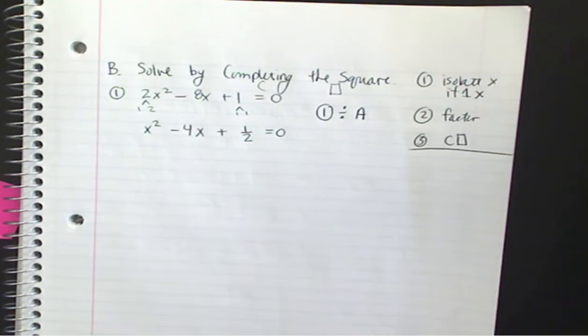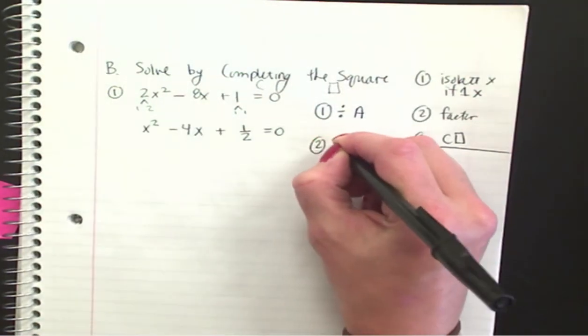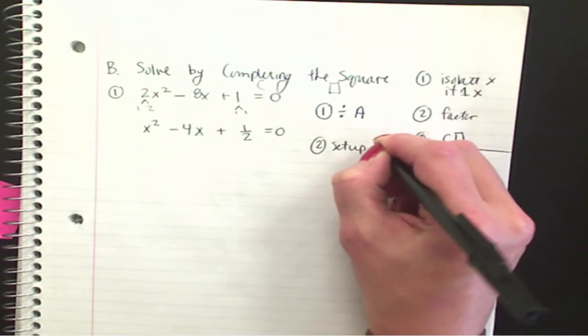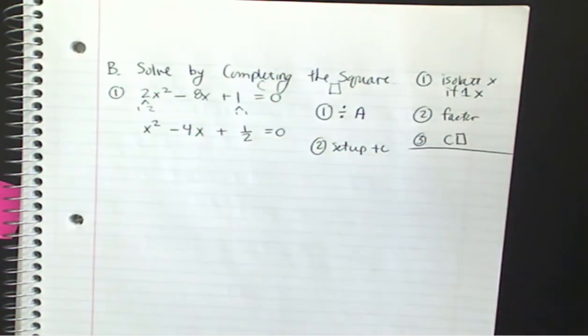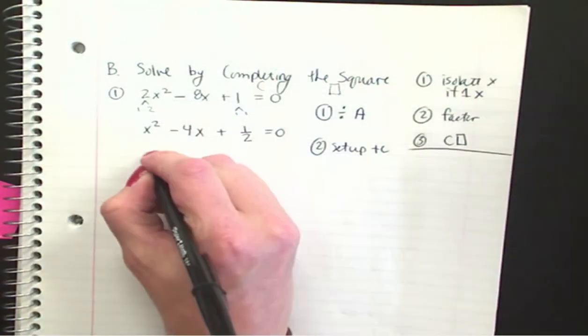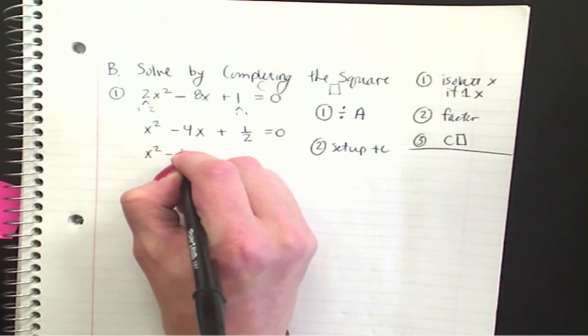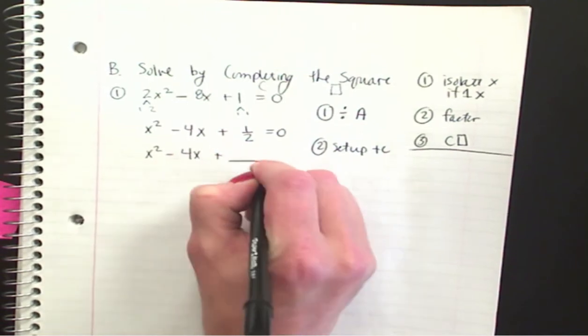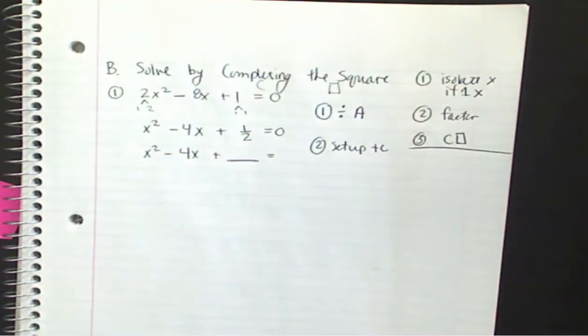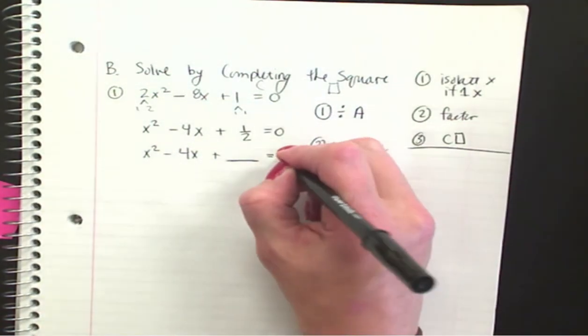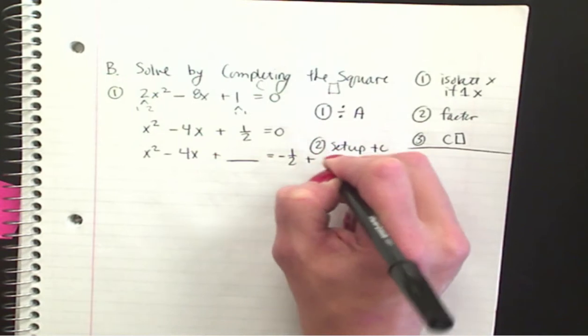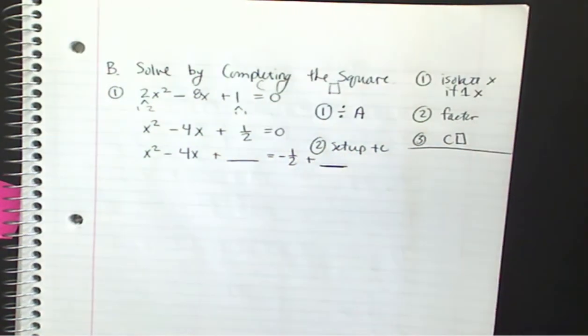Step number 2. Set up your plus C button, right? Set up for the plus C. What's going to make this a perfect square trinomial? Okay, so x squared blank. So the 1/2 is obviously not the right number, so I'm going to move it out of the way. Minus 1/2. Now I put a blank on both sides for C.